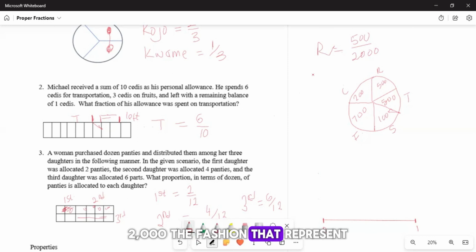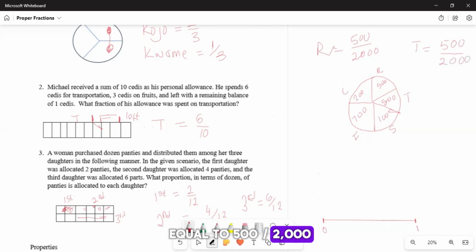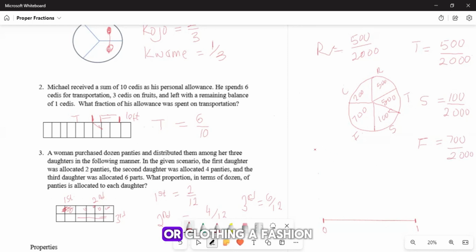2,000. The fraction that represents the transportation will be equal to 500 divided by 2,000. For savings, it will be equal to 100 divided by 2,000. For food, it will be equal to 700 divided by 2,000. For clothing, the fraction will be equal to 200 divided by 2,000.